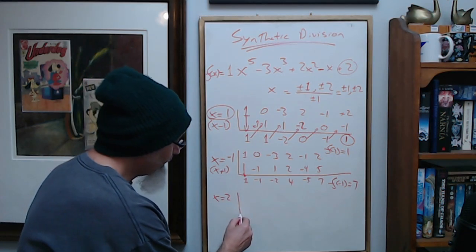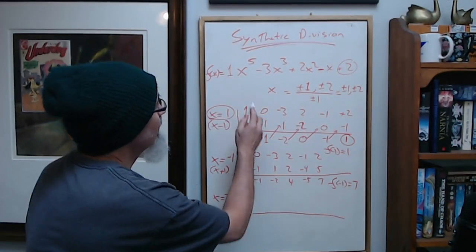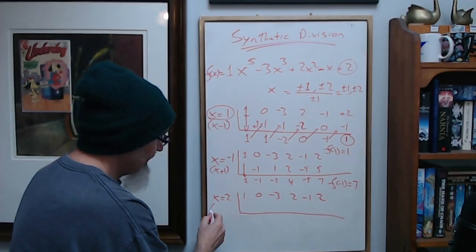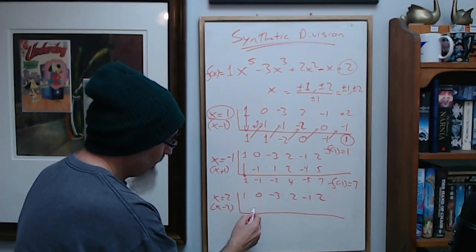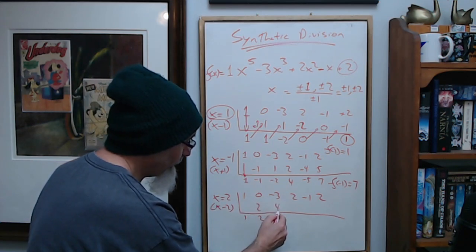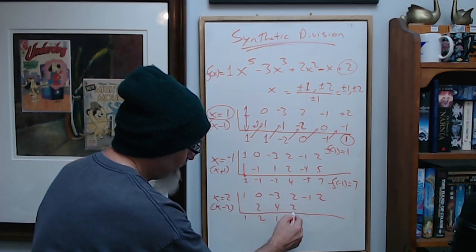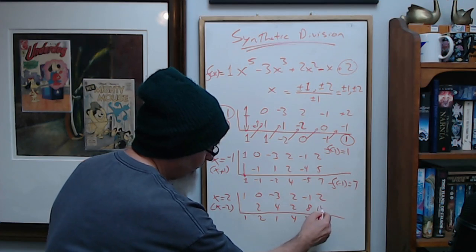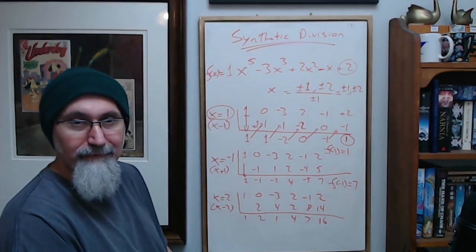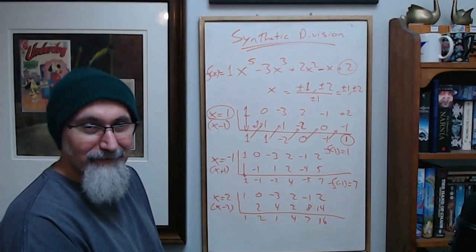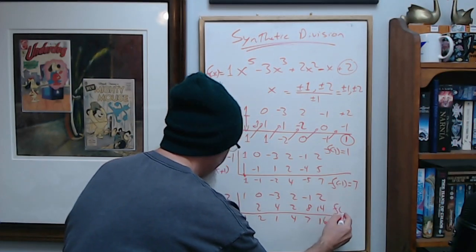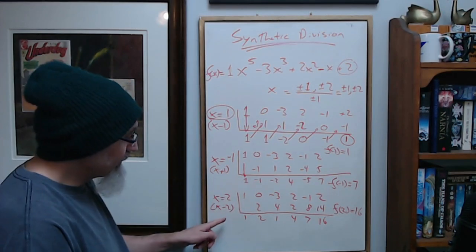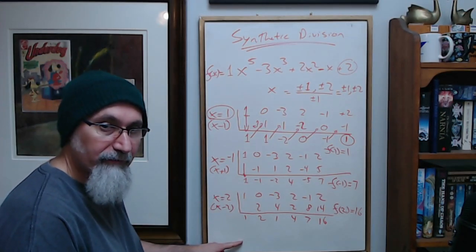X is equal to 2. Write down these numbers again, right? 1, 0, negative 3, 2, negative 1, 2. This means x minus 2. 1 multiplied by 2, 2, 2, 4, 1, 2, 4, 8, 7, 14, 16. Damn, that's not close. So this means f of 2 is equal to 16. That's another point on the graph. Let's try negative 2. I'll try to fit it in down here so you see all in one shot, right?